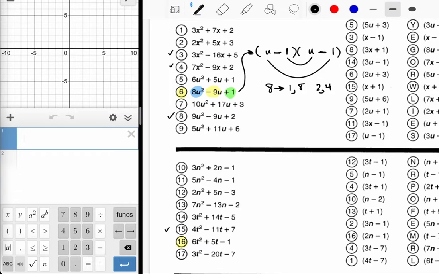So it's really just a question of placement. All right, so I'll try the 1 and the 8, and if that doesn't work, I'll try the 2 and the 4. So let me put the 1 here, the 8 here. So negative 8u, negative 1u, got it on the first try.